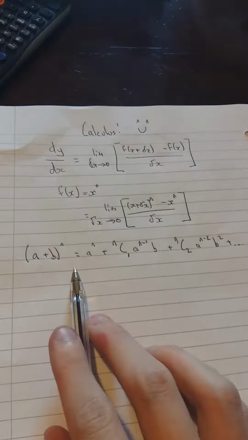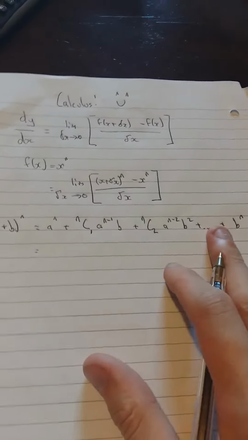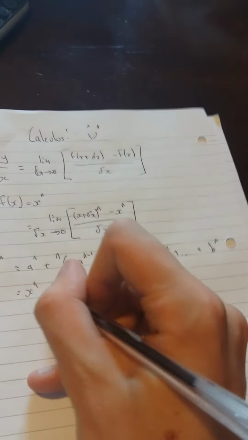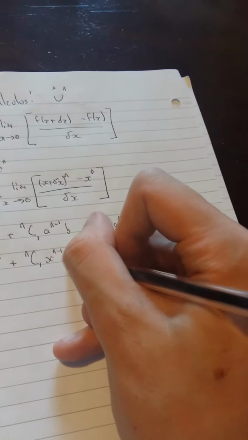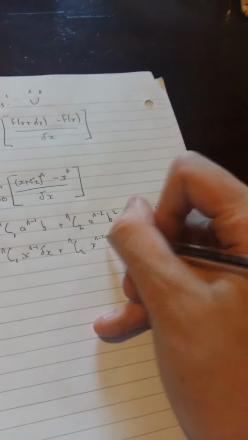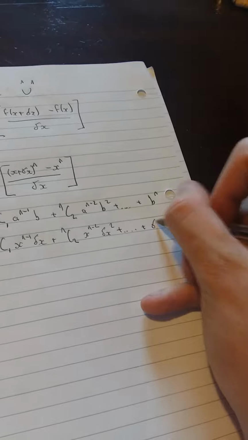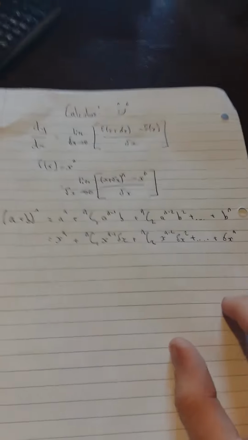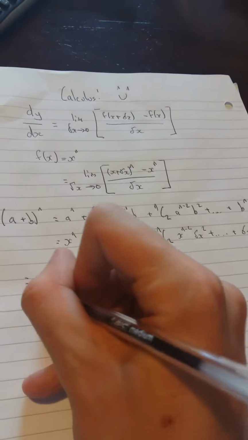So, how can we expand this expression in this case? You let a equal x and b equal delta x. So then you have x to the n plus n choose 1, x to the n minus 1 delta x plus n choose 2, x to the n minus 2 delta x squared, etc, etc, all the way up to delta x to the power n. So what we're going to do is sub this into this formula here, giving ourselves a little bit more space than we had originally.